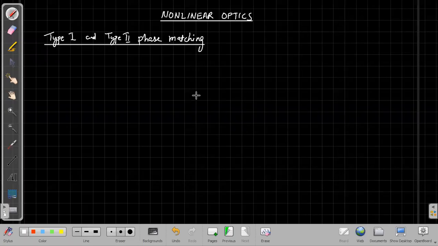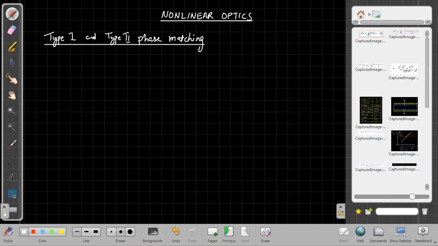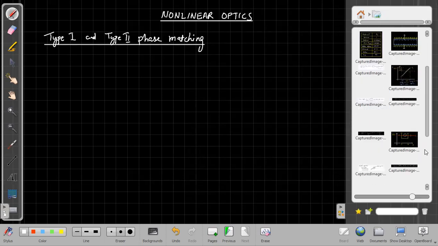In the last class, we derived the condition for phase matching. And in this class, we'll discuss the details of phase matching. So we'll just recall what we discussed in the last class.